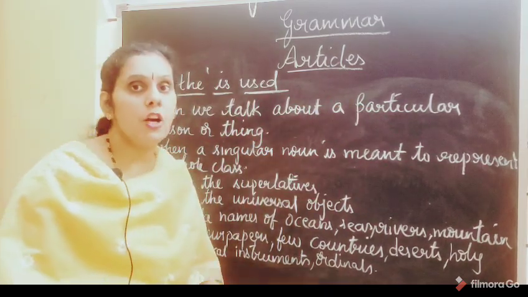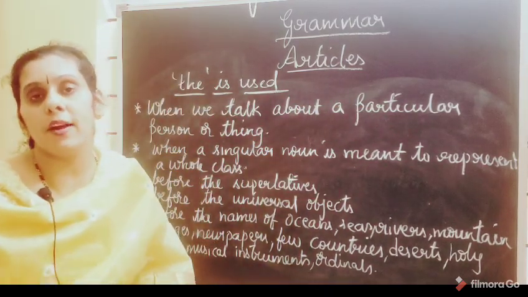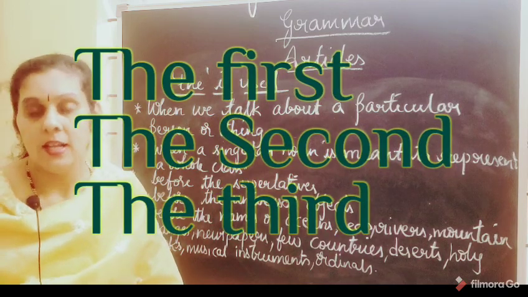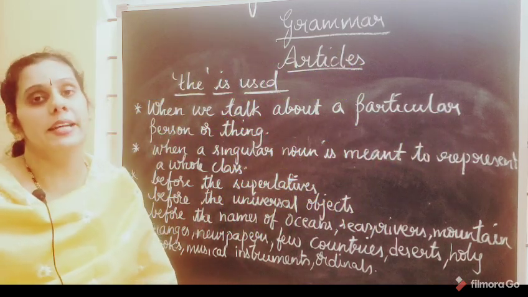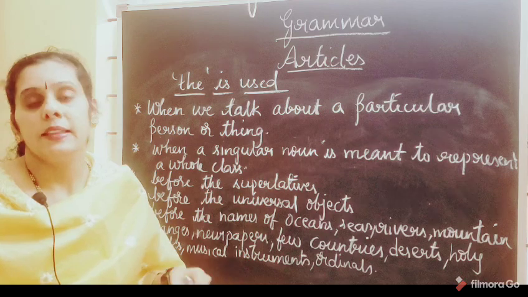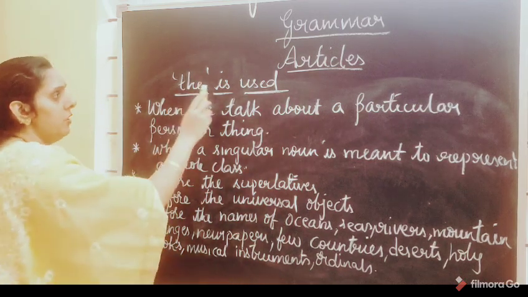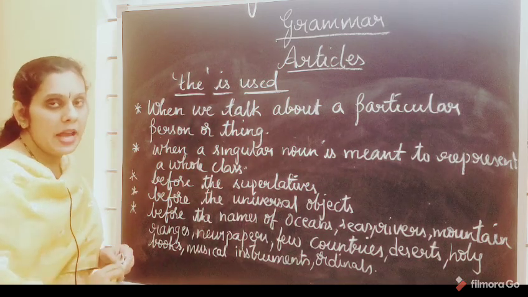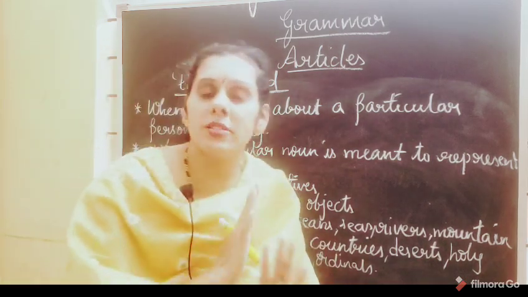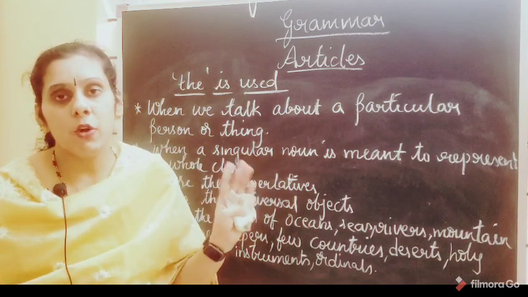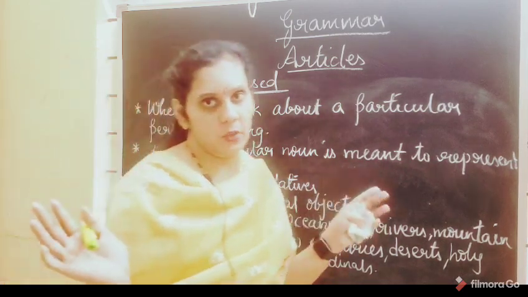Next, before ordinals. Ordinal numbers means first, second, third. Before those also you will use "the": the first, the second, the third. Hope you all have understood when to use "the". Now let me explain when we won't use any articles.